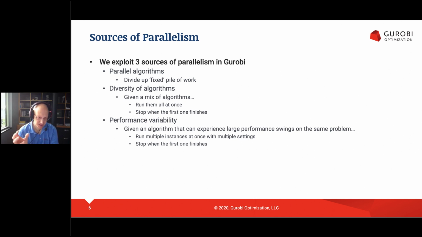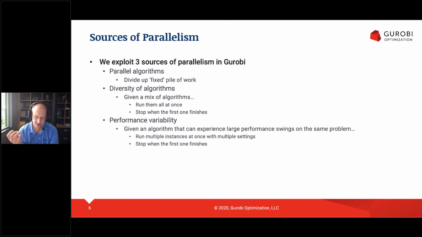So we definitely exploit that. We exploit that to the greatest extent possible, or we put a lot of effort into figuring that out. But there are actually two other sources of parallelism that we exploit. Second source is a diversity of algorithms. So if you have a problem that you need to solve, and you have multiple different algorithms available for solving that problem, you can actually run all those algorithms simultaneously on different cores, different machines, what have you, and then the first one that finishes wins. So as soon as the first one finishes, you're done.